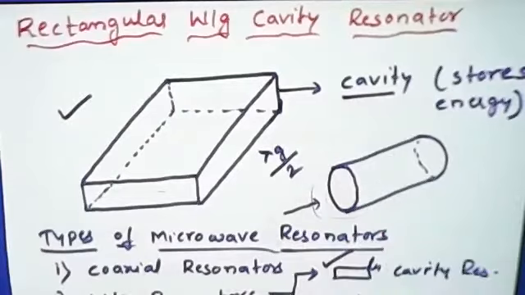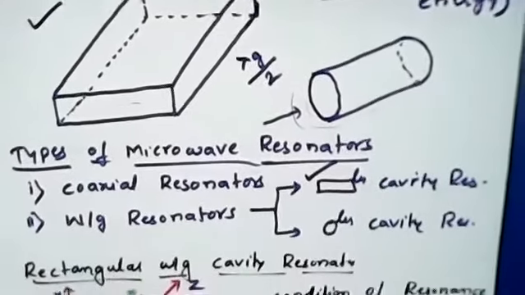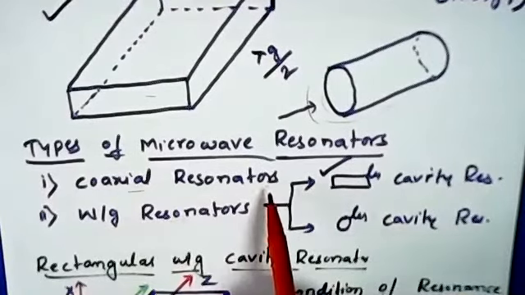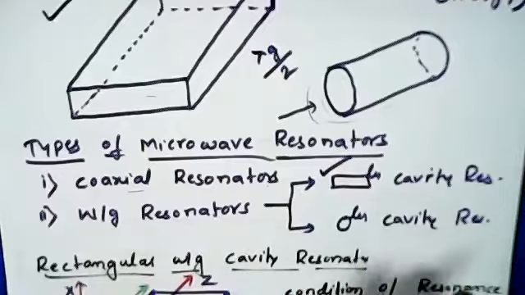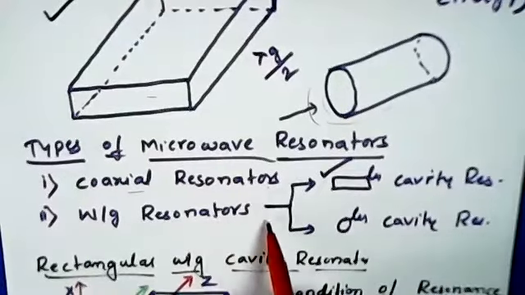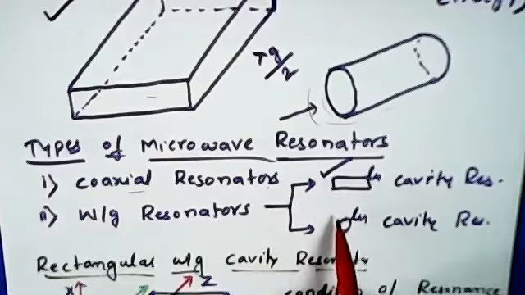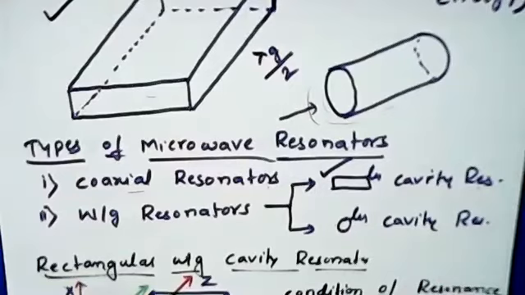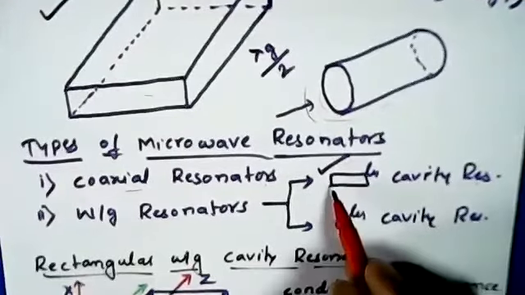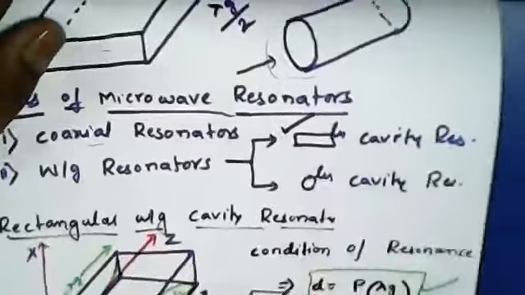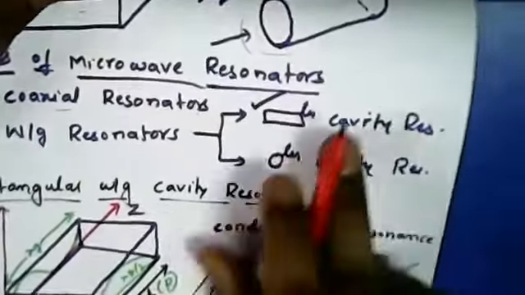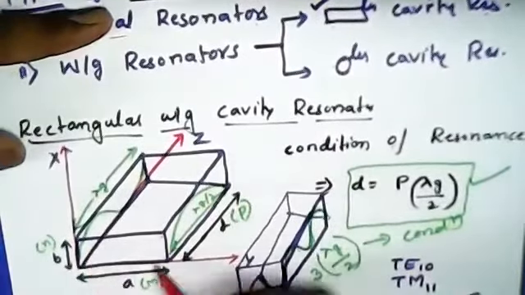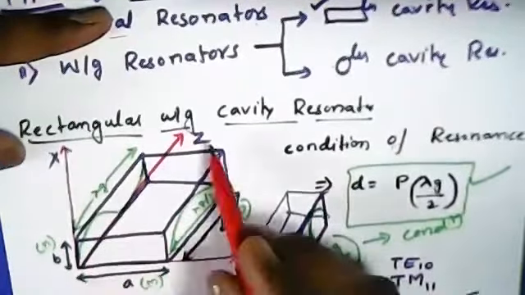Coming to the types of microwave resonators available, we have coaxial resonators and waveguide resonators. In the case of waveguide resonators, we have two further types: one is the rectangular cavity and the second is the circular cavity resonator. Now, let us see the rectangular cavity, as we have only this in the syllabus, and we have discussed it in detail. This is the enclosed surface rectangular in shape.